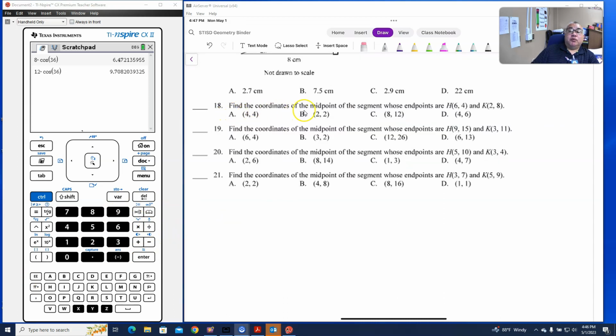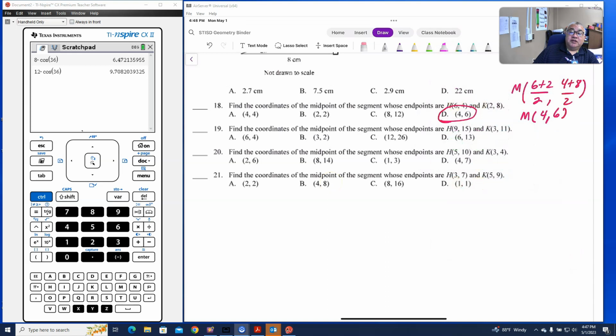Number 18, find the coordinates of the midpoint of the segment whose endpoints are (6, 4) and (12, 8). To find the midpoint, you're just going to get the x values, 6 plus 2, then divide by 2. The y values, 4 plus 8, and then divide by 2. So 6 plus 2 is 8, divided by 2 is 4. And 4 plus 8 is 12, divided by 2 is 6. So the midpoint is (4, 6). So your answer is D.